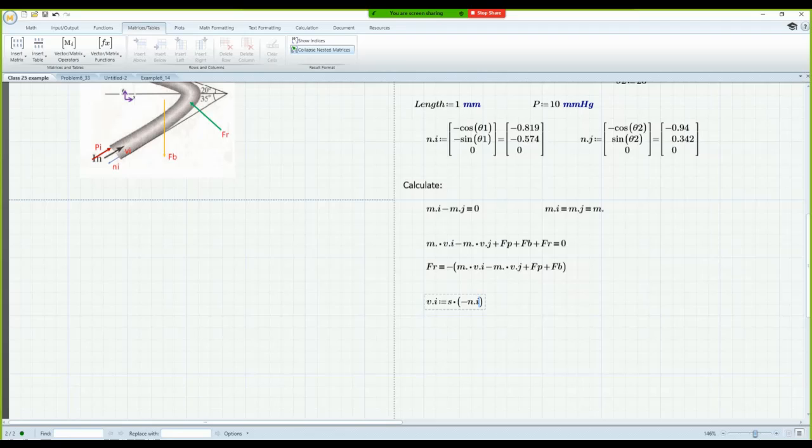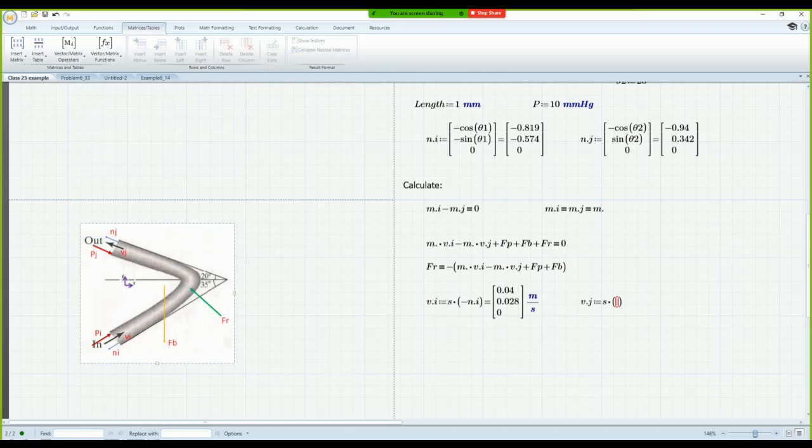So if you multiply the speed, the magnitude of the velocity, times the unit vector, the opposite of Ni, which will be a unit vector pointing in the same direction as Vi, then you'll have the velocity Vi. And then Vj is going to be equal to that speed times, now in this case, if you look at Vj and Nj, they're both pointing in the same direction, so now we can just multiply by Nj. We don't need the negative to turn it around. So that's the velocity in the out port here.